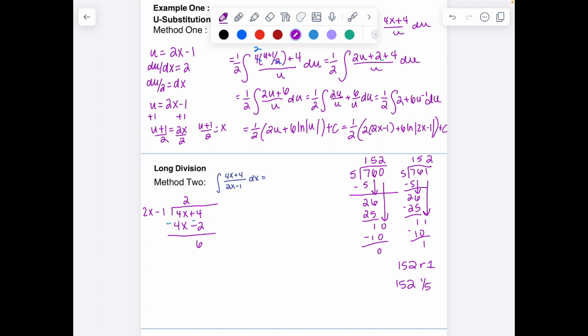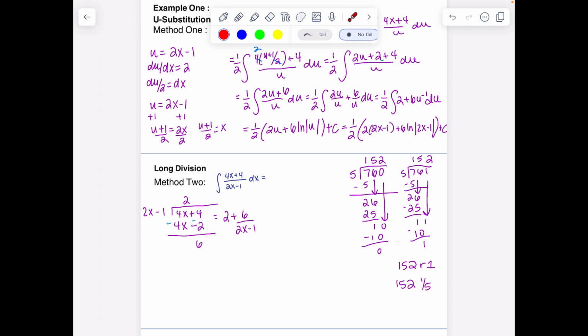Okay, so here's our answer. We are getting that 2x minus 1 goes into 4x plus 4 twice, but it has a remainder of 6. And so the way you're going to write this is just like how you wrote the other one. You'll write 2, and then you'll write plus 6, because that's your remainder. It was 6 pieces out of the whole, which is 2x minus 1, just like we had 1 piece out of the whole, which was 5.